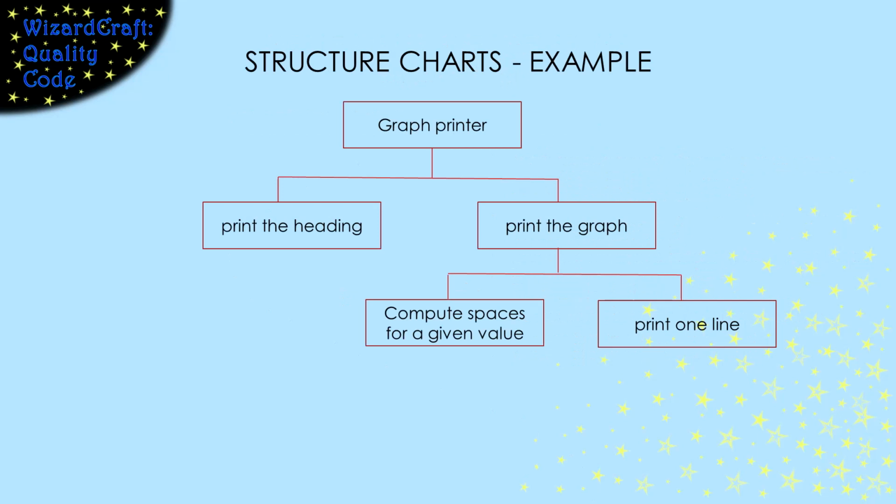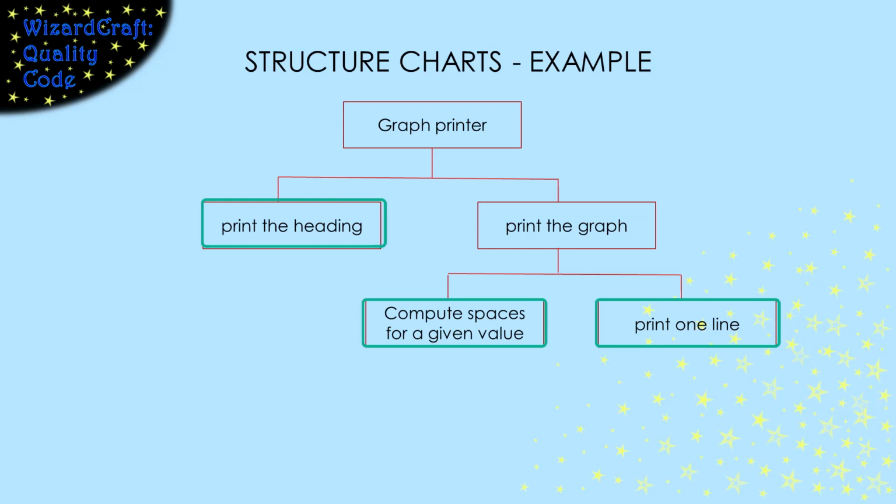One way that we can visualize our top-down design is a technique called structure charts. In this diagram, the top box represents the entire program. In our case, we want to build a graph printer. In order to do that, we're going to need to build 2 things, something that prints the heading and something that prints the graph. Printing the heading is pretty trivial, so I'm not going to describe it in pieces. However, printing the graph still seems hard, so I'm going to describe the pieces I need to do that. I need to be able to compute how many spaces over an asterisk needs to go, and then, given that number, I need to be able to print one line of the graph.